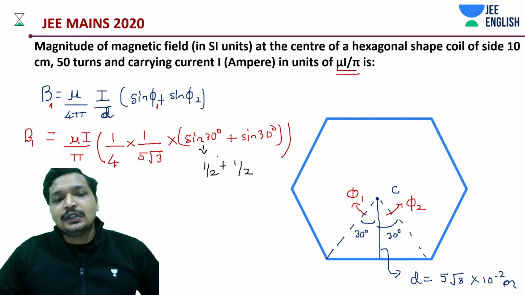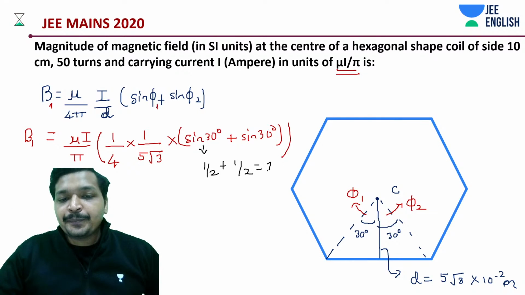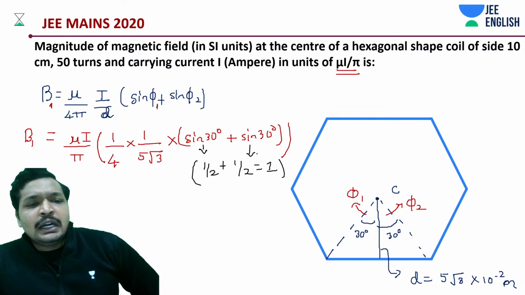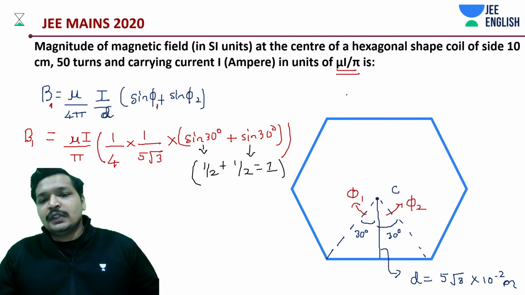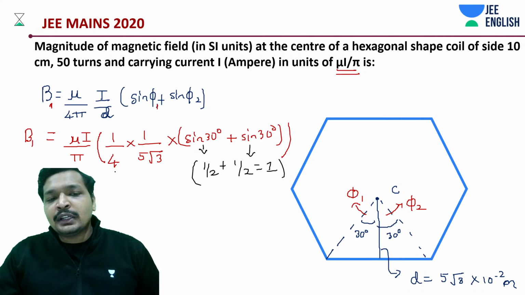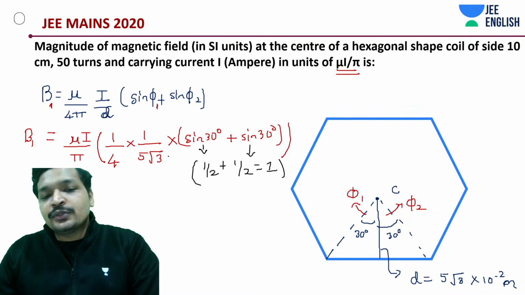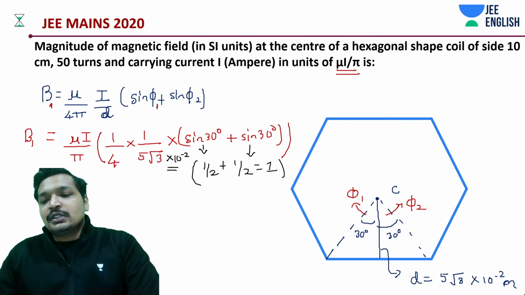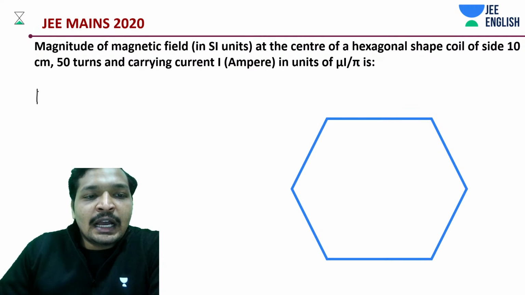Easy. Simple. Damn simple. So this is going to give you a half and this is going to give you a half. So half plus half is 1. And what do we have? Mu I. So B1. Let's write down B1 on the next page so that we have clarity. What do we have on the denominator? 20 root 3. That's it. Into 10 to the power minus 2. We are forgetting the 10 to the power minus 2. Really my mistake. It's supposed to be a 10 to the power minus 2. Why? Because meters.